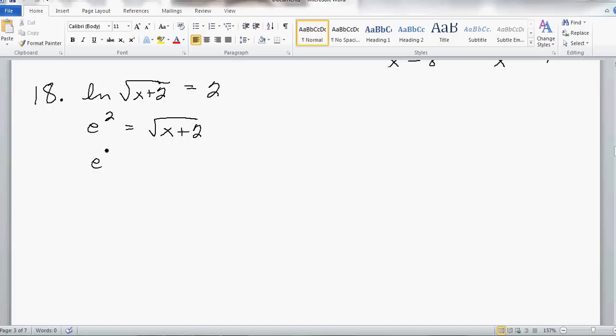So e squared squared would be e to the 4th equals x plus 2. And our main goal is to solve for x. So x, all we have to do here is e to the 4th minus 2. Now, are we going to find an approximation? No. E is a number very similar to pi. If we have pi in our answer, unless we're told otherwise, we want to keep it there. E is the same rule. So x is going to equal e to the 4th minus 2.